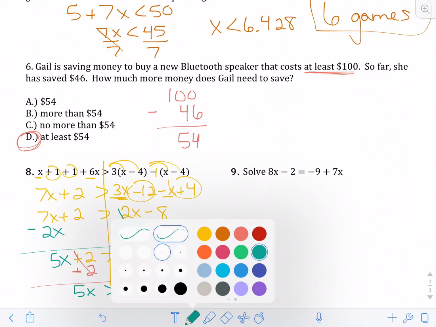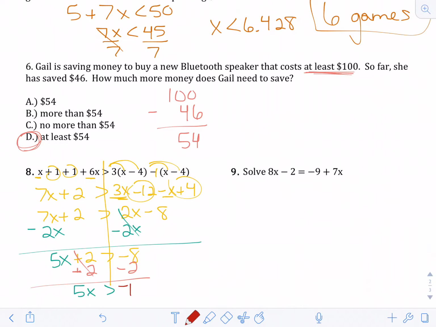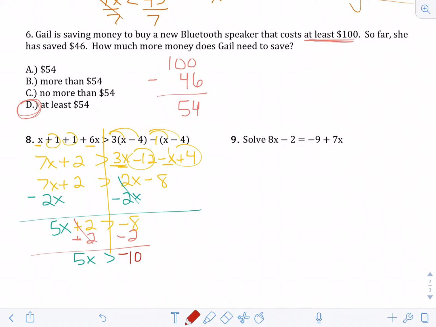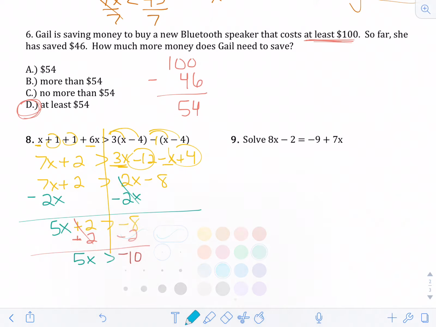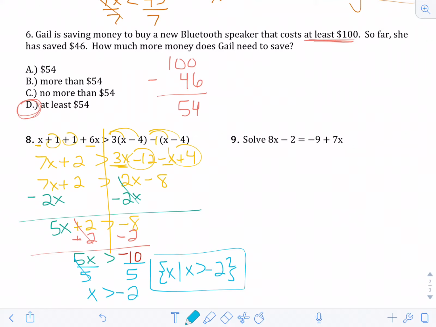Negative 8, negative 2. Negatives are winning. It's going to be a negative 10. The last thing I have to do here is just divide both sides by that 5. Change my color again. To get x by itself, not dividing by a negative, so I keep everything the same. That's negative 2. And I'm just going to write my answer here in fancy form. So x such that x is greater than negative 2. Fancy little bracket, and boom, you're done with the first one.